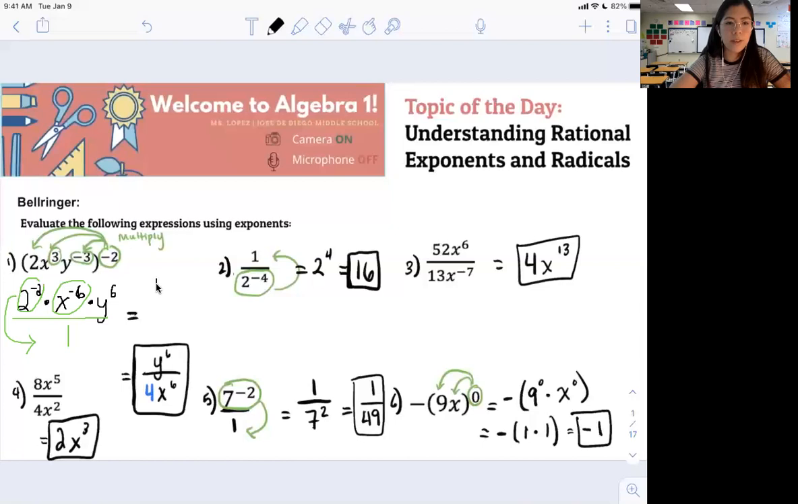So I get y to the power of 6 over 2 to the power of 2, and then x to the power of 6. They're now positive because they are where they belong. They belong in the denominator. The negative goes away. Questions up to that point?